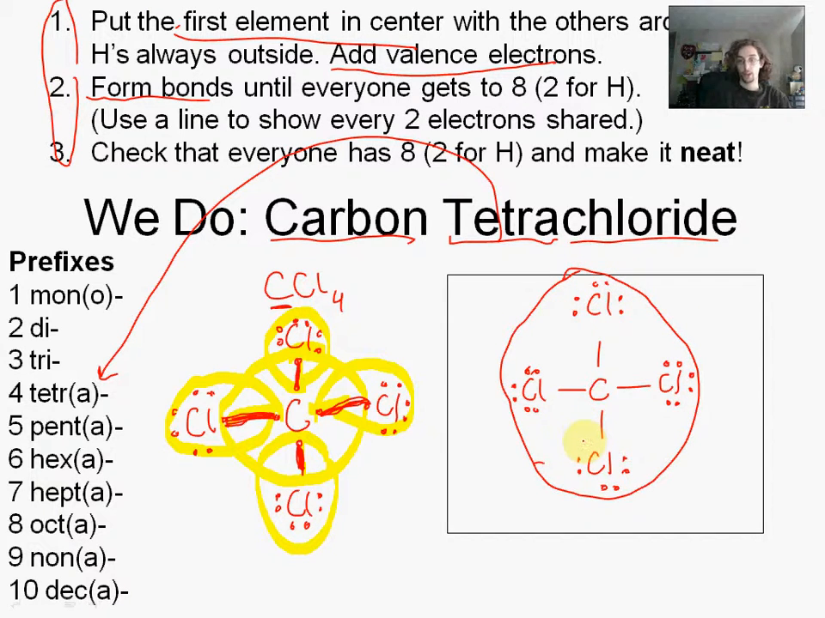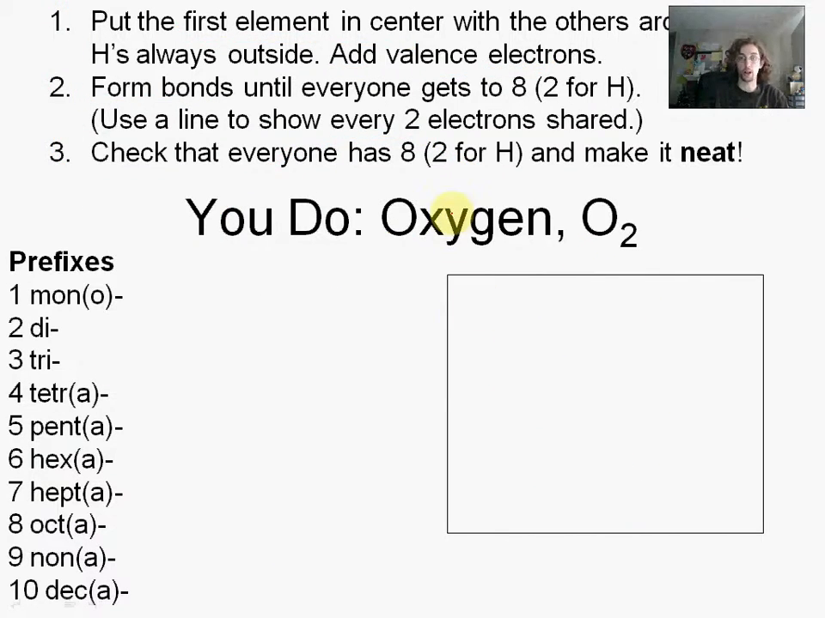Okay. So let's try one more example. Let's try an oxygen molecule. This is a really common molecule. It's in the air you're breathing right now, and it consists of 2 oxygens. In step 1, we're supposed to put the first element in the center. We only have 1 element, and there's only 2 atoms, so it doesn't really matter. There's no center to this, so we're just going to draw our 2 oxygens and put on the valence electrons.